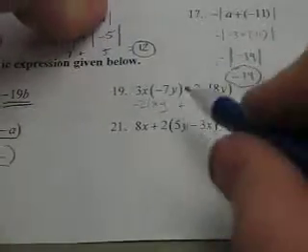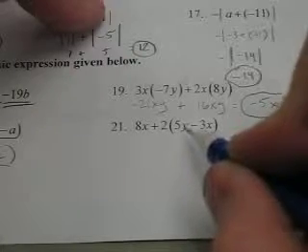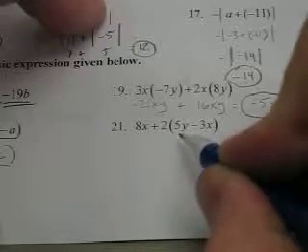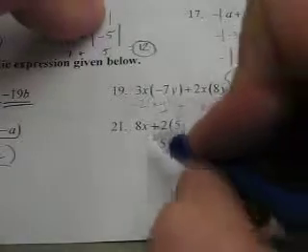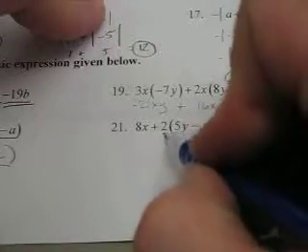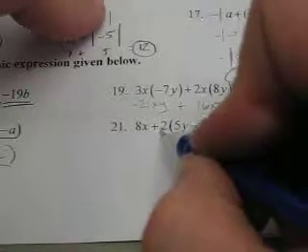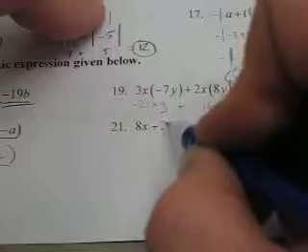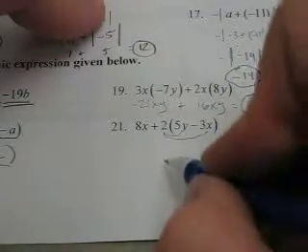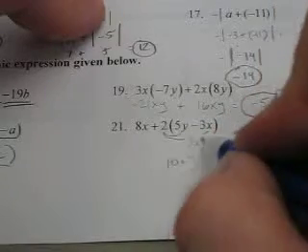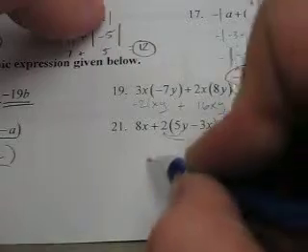Number 21. On number 21, we have parentheses again, but there's nothing that we can combine or simplify inside the parentheses because we have different variables. So on number 21, now we're thinking distributive property. 2 times 5y, 2 times 3x. Since we have addition and multiplication in this problem, we will multiply first. 2 times 5y gives us 10y. 2 times 3x gives us 6x. So we end up with 10y minus 6x.